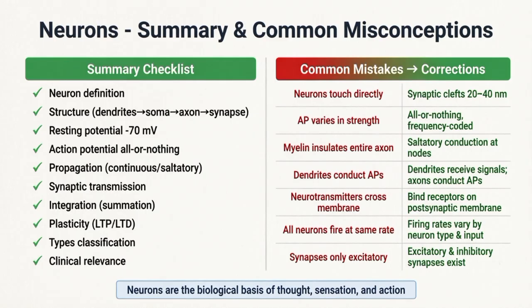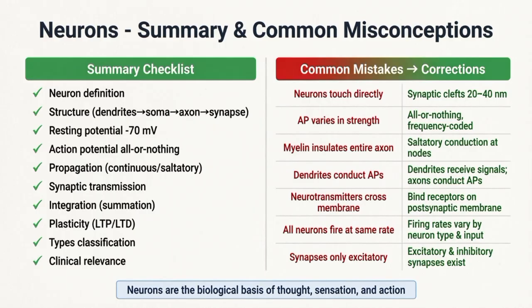Section 1, summary checklist. 1, neuron definition. Neurons are electrically excitable cells. 2, structure. Information flows from dendrites to soma to axon. 3, resting potential. The potential is -70 millivolts. 4, action potential. It is an all-or-nothing event. 5, propagation. Signals travel via saltatory conduction in myelinated axons.